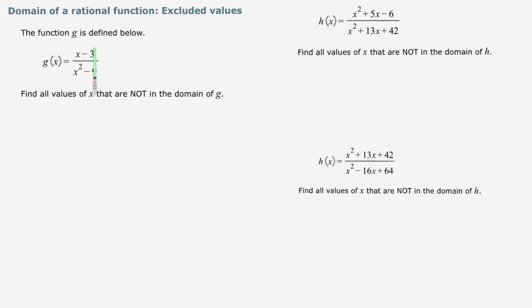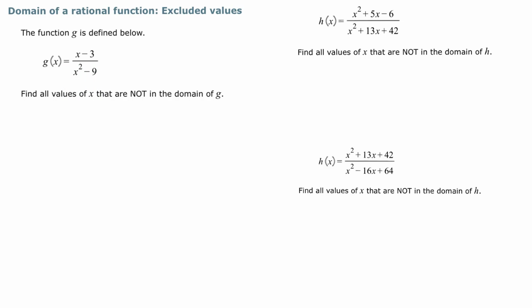The function g is defined below. Find all values of x that are not in the domain of g. G here is a rational function. There's a polynomial in the numerator and there's a polynomial in the denominator. We are very concerned with the denominator.